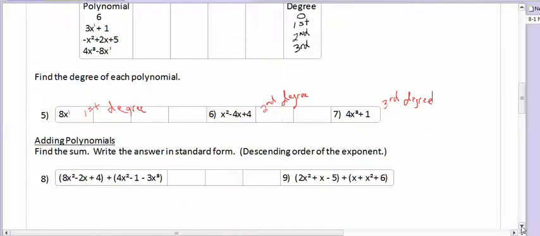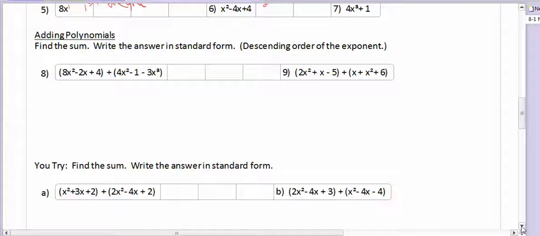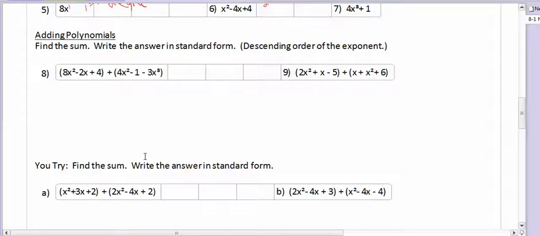Now we're going to get into applying, and we are going to be adding polynomials. Polynomials can be binomials, trinomials, monomials. Poly just means many, so a polynomial just means many terms. Okay, and I'm going to show you a couple of ways to do this. I'm going to start off with making some buckets.